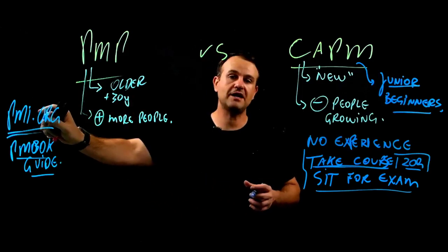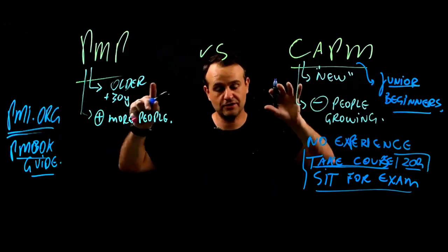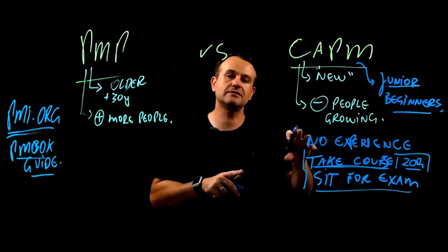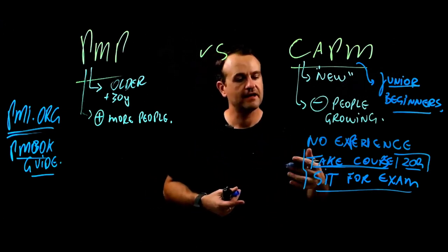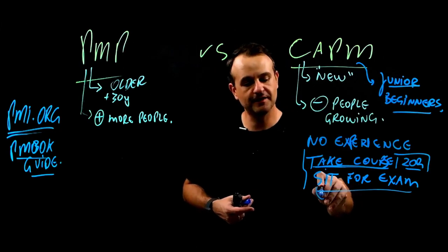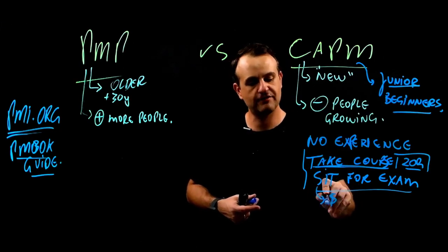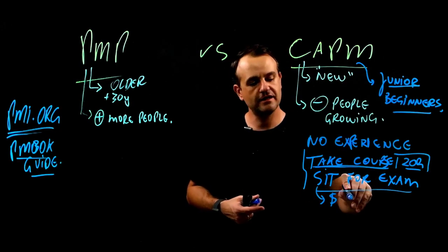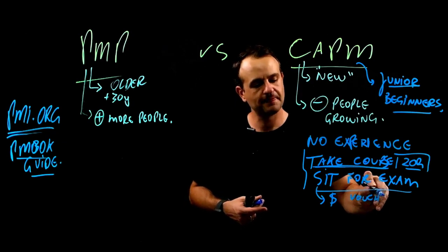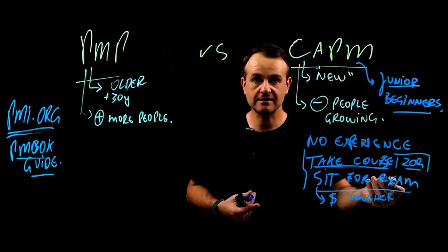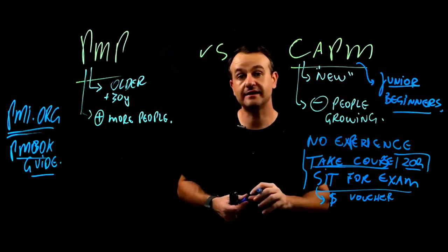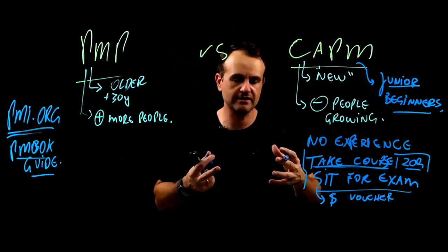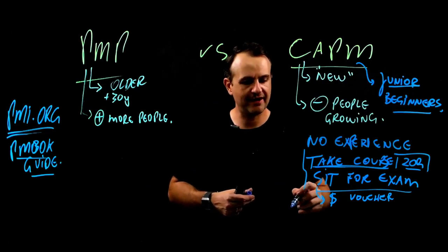You go to pmi.org, select certifications, and input your information, education, your experience, and all of that. And then you can sit for the exam. You have to pay for the exam in advance. Then you receive a voucher code. And you can schedule the exam and take the exam from home, or you can go into a local test center in your city, in your area.